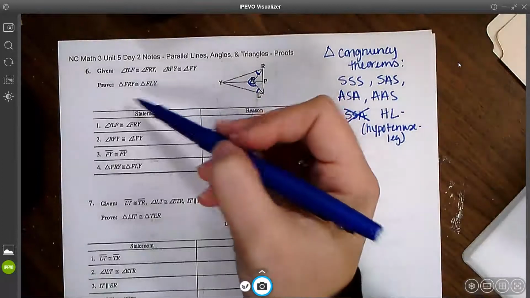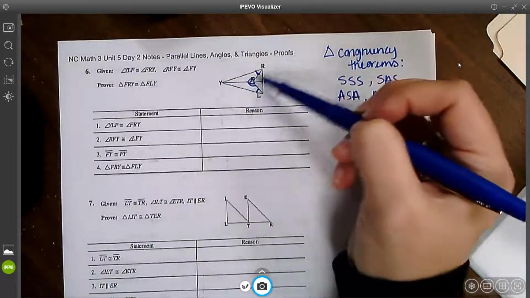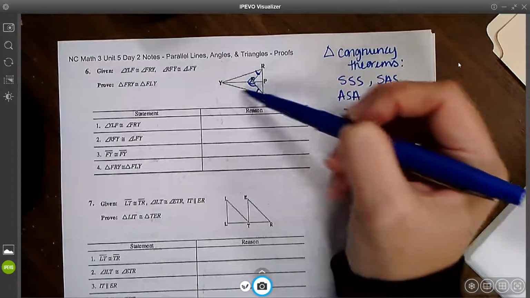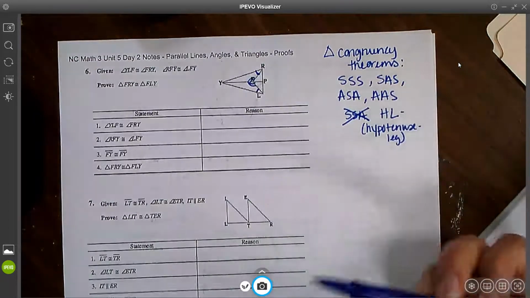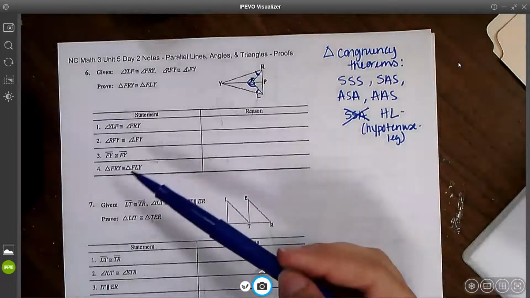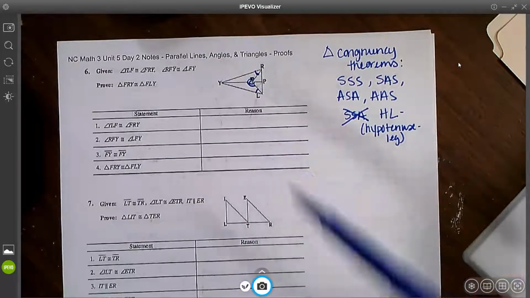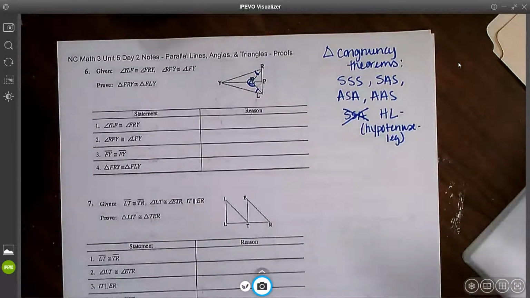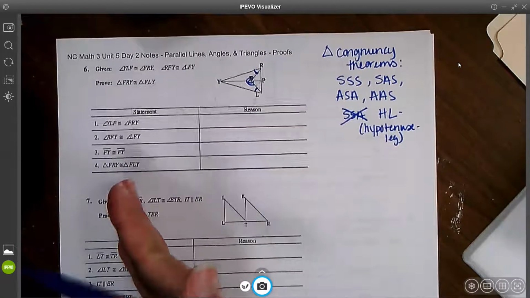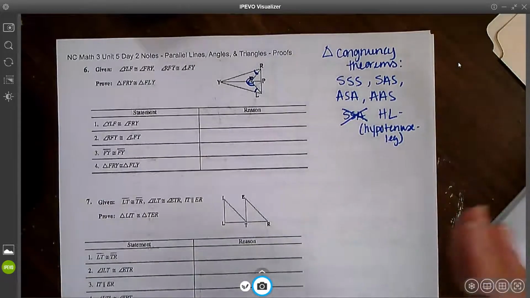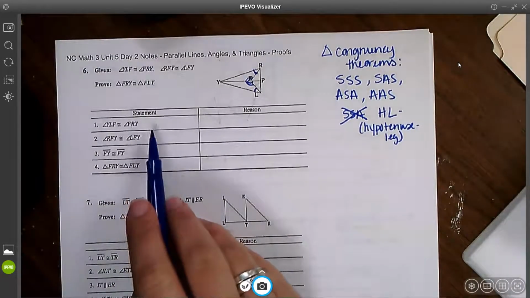It wants us to prove that triangle FRY, so that's this triangle here, is congruent to triangle FLY, which is this triangle here. So this is called a 2-column proof, and one column is going to have your statement, what you're assuming or what you are able to prove, and then your reason how you are able to prove that. Those are very important. We're going to start with given statements and work our way towards writing them completely on our own. You always start with what you're given.